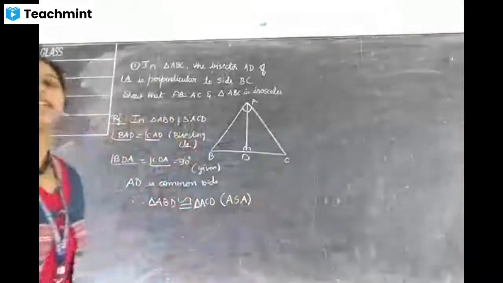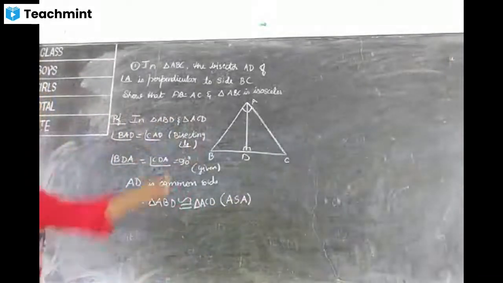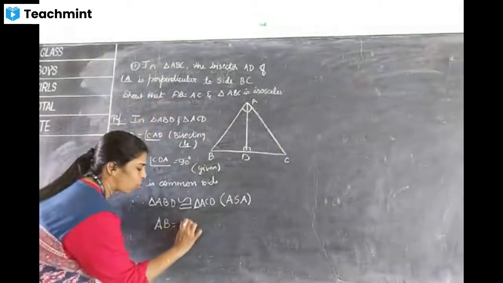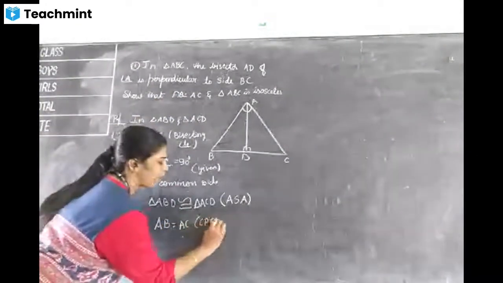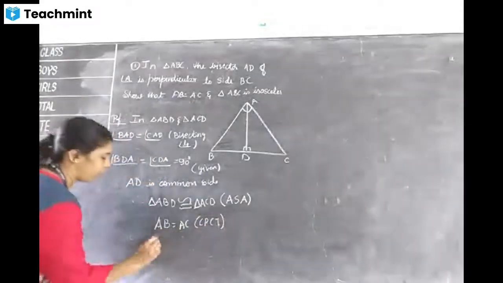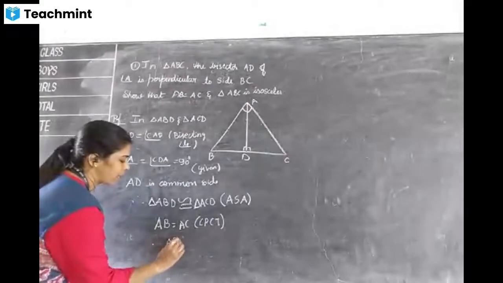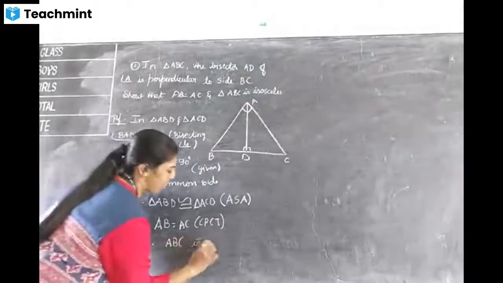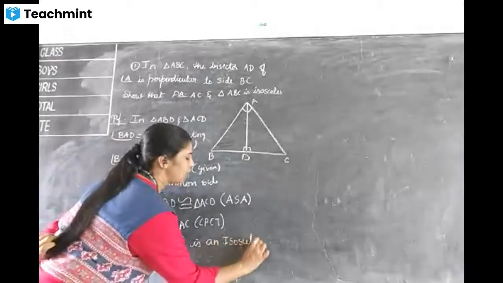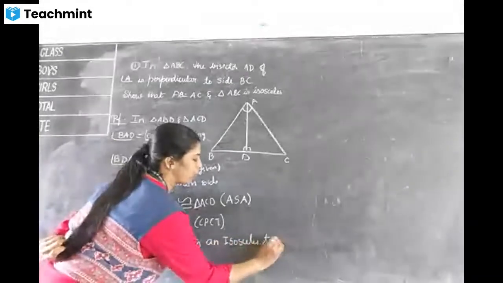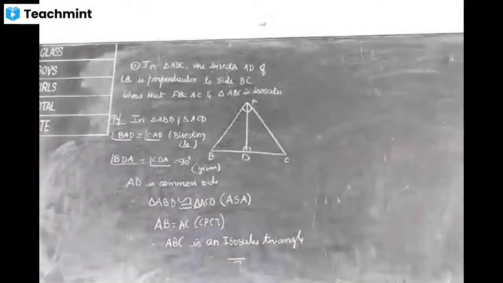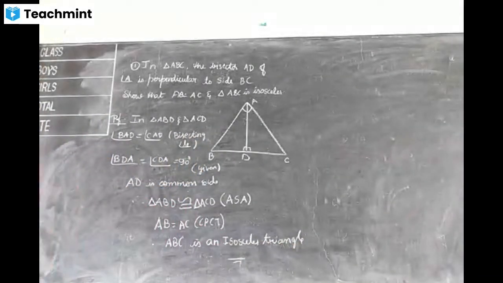Because of ASA postulate. So what they asked now? AB is equal to AC because of CPCT, corresponding parts of congruent triangles. When AB is equal to AC, then therefore ABC is an isosceles triangle. Isosceles triangle means what? Two sides must be equal. That only we got here. Understood? Next one.